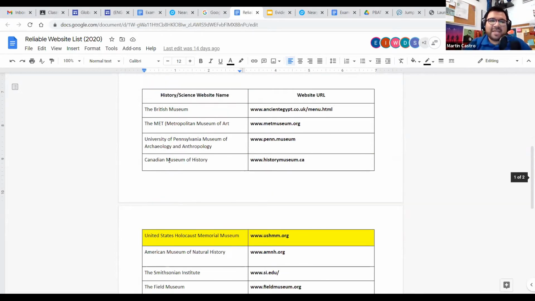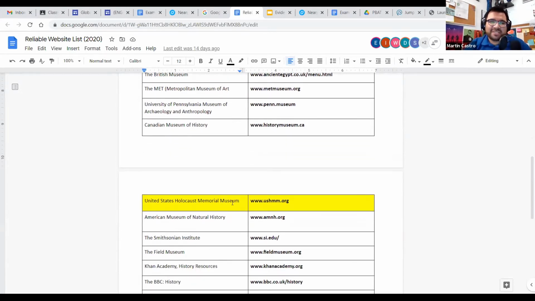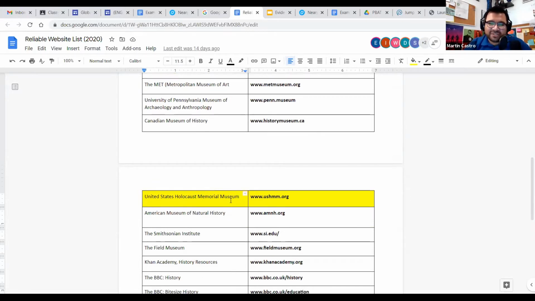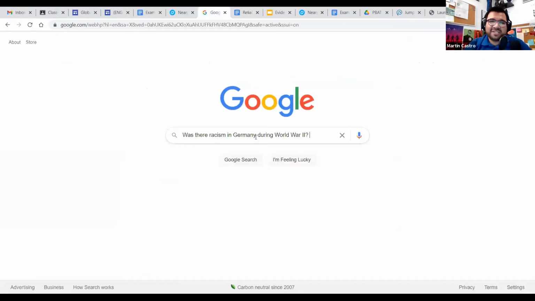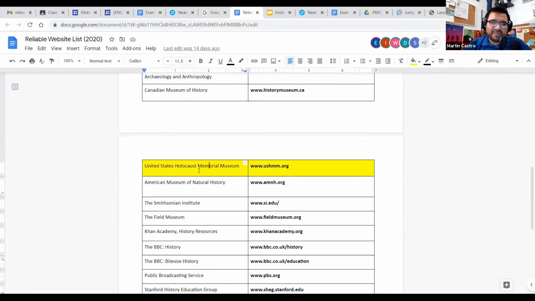Okay. And I'm going to use this one, because this is one that I think we're familiar with, but it's also one where I think it connects specifically to what I'm looking for. So the question is racism in Germany, and this is talking about the Holocaust. So we know that the Holocaust is connected to racism in Germany. So I'm going to use this.